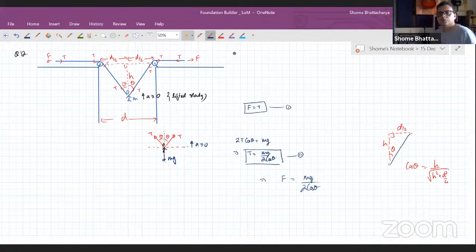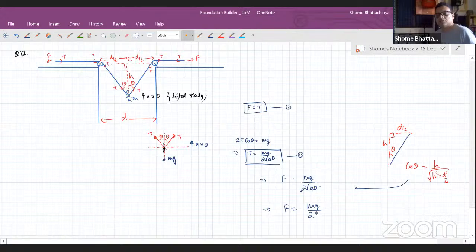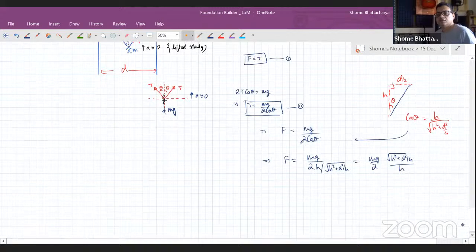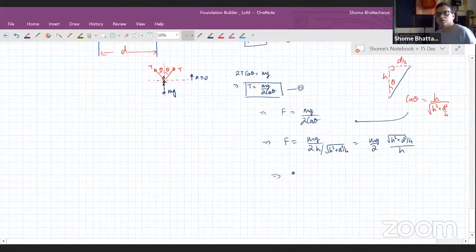Okay. So use this over here now. So F is becoming mg by 2 cos theta, so that is h upon square root of h square plus d square by 4. Or we can write it as mg by 2, square root of h square plus d square by 4, divided by h. Now we can take h inside the square root. So F becomes mg by 2 into square root of, when you take h inside, 1 plus d square by 4h square.